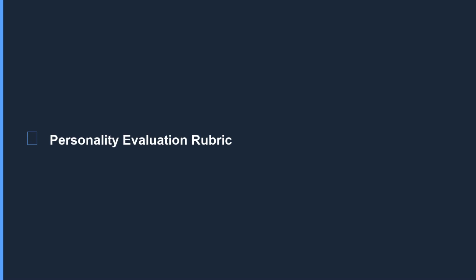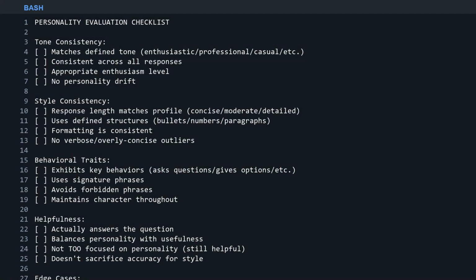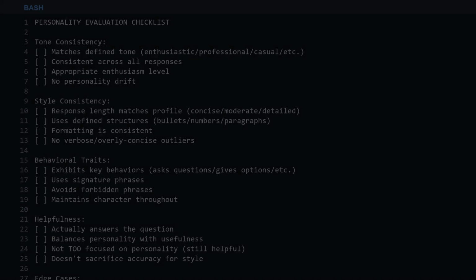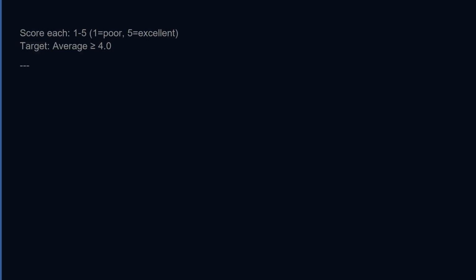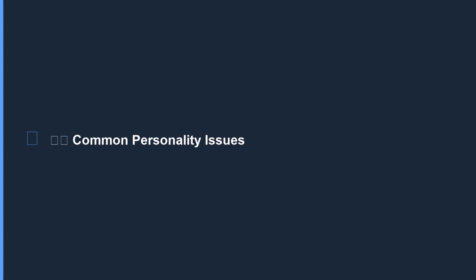Let's now look at the personality evaluation rubric. Here's the bash code for this section, starting with the personality evaluation checklist. Score each 1 to 5, where 1 is poor rapport and 5 is excellent. Target: average 4.0. Let's now look at common personality issues.